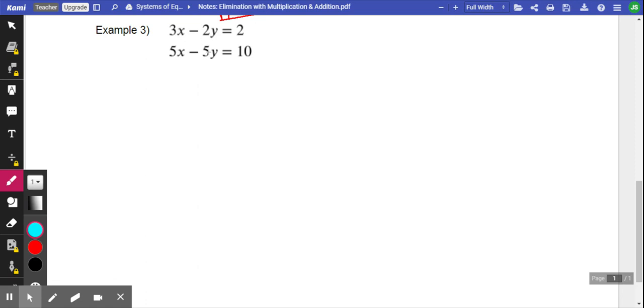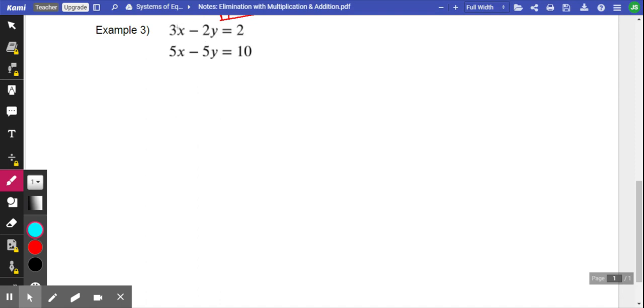So I've got to make a decision. Do I want to get rid of my x's or my y's? So I'm looking, does 3 go into 5 evenly? No. Does 2, not even worrying about the negatives right now, does 2 go into 5 evenly? And that doesn't either. So it's not going to just be one quick equation that we have to change. We're going to have to change both.